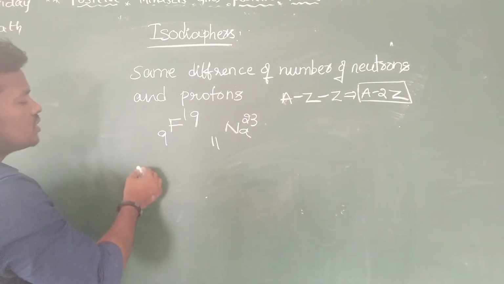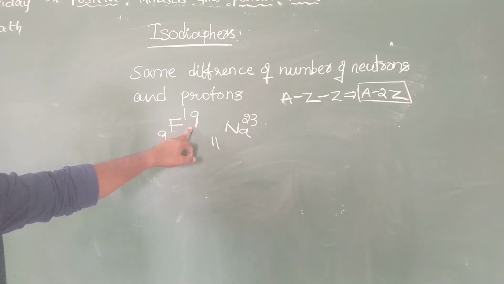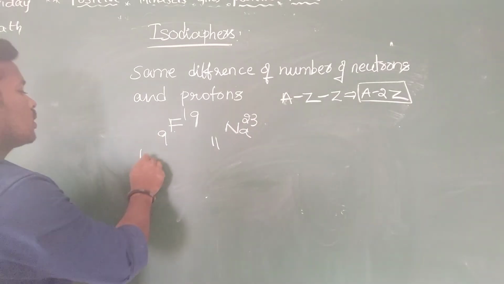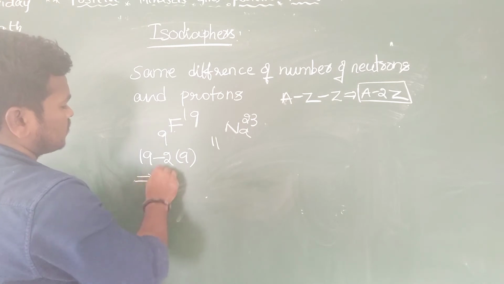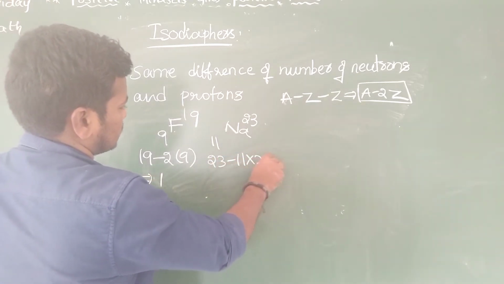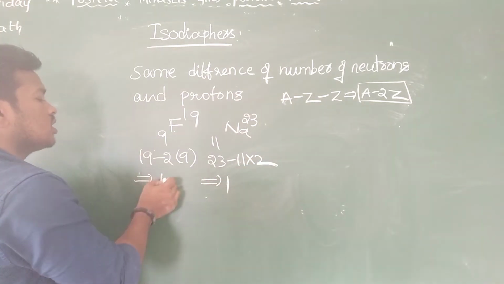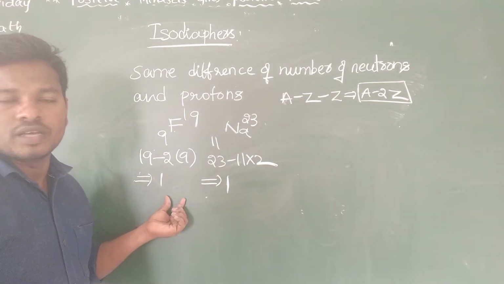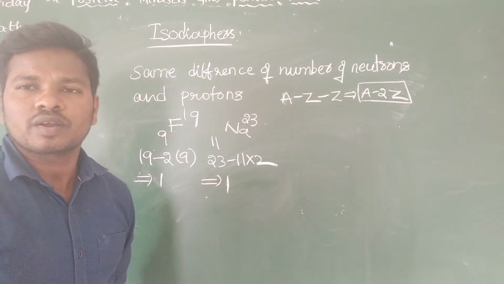Now you can see here the fluorine has mass number 19. So for the neutron minus proton difference we calculate A minus 2Z, and you will get 1. Here also you get 1. That means the difference of neutrons minus protons will be similar. Such types of atoms or species we call isodiaphers.